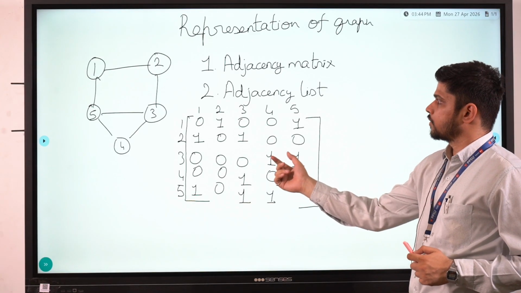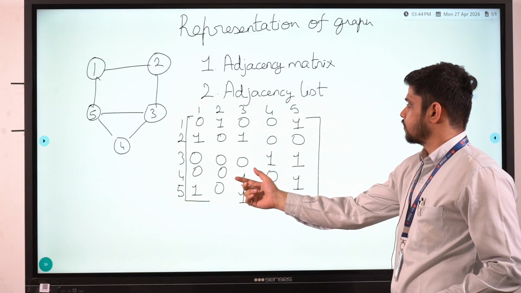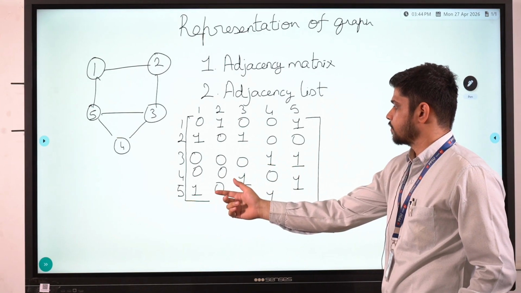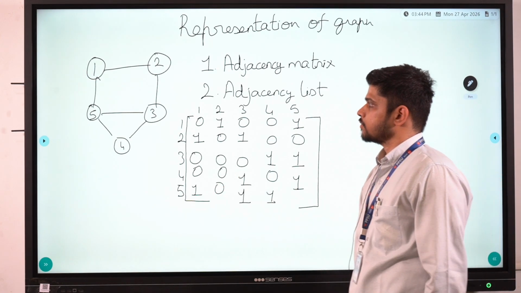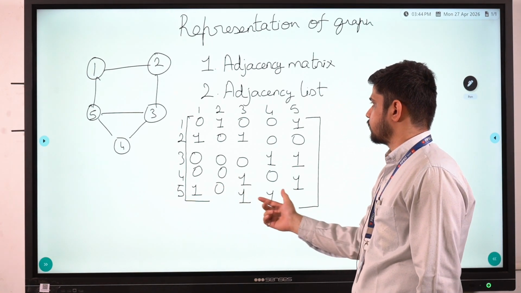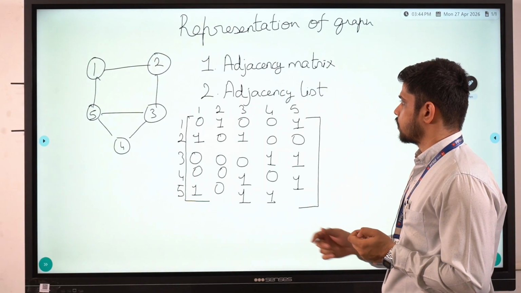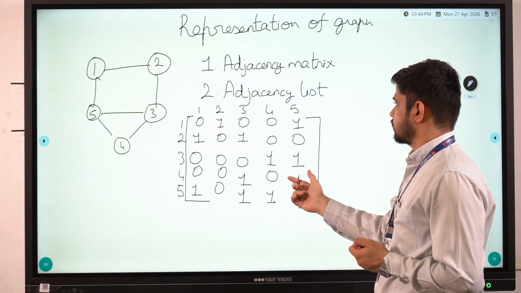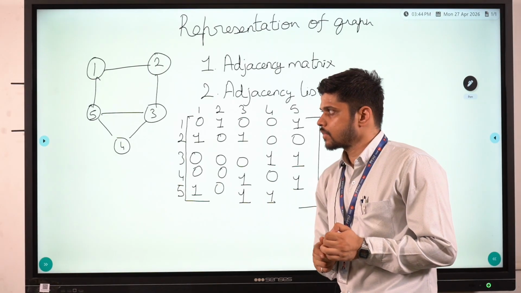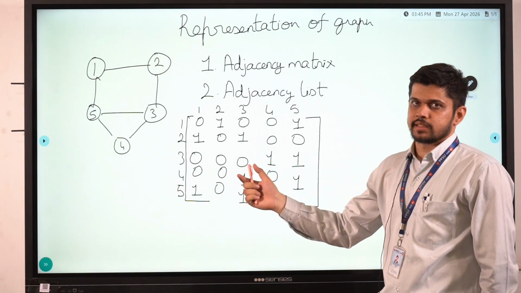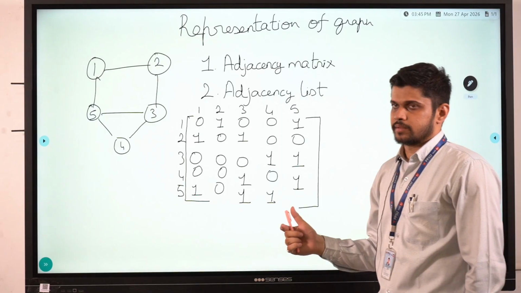So 3 is connected to 4 and 5, 5 is connected to 4 and 3, and 5 is connected to 1, 3 and 4, and 4 is connected to 5 and 3, right. So this is the adjacency matrix. Now we will look at the adjacency list.